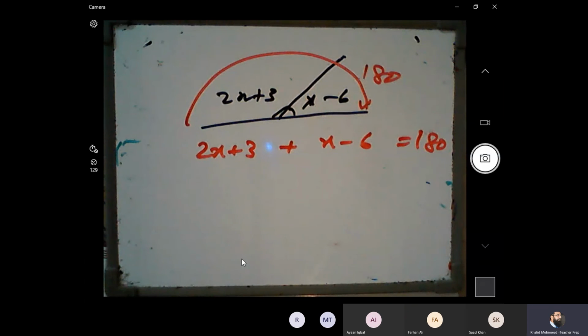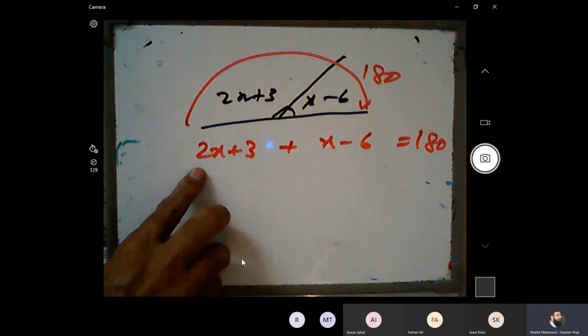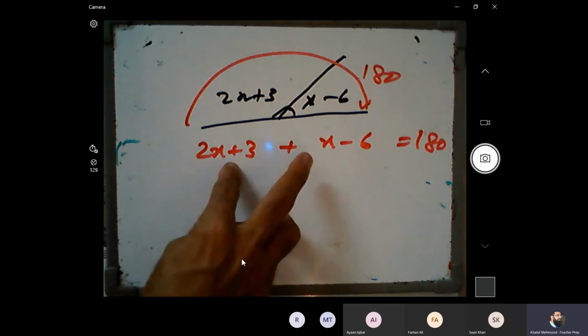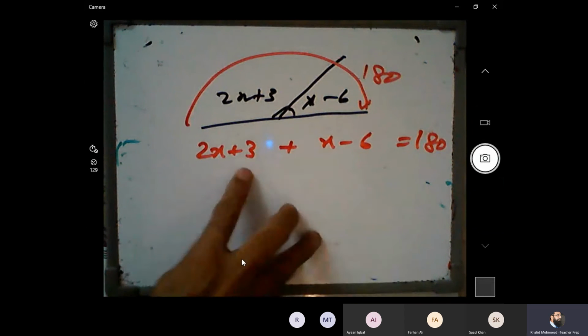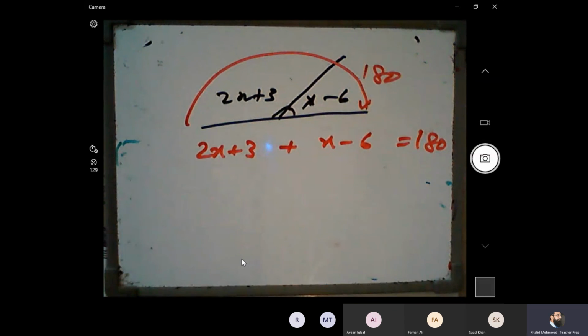Now this makes an equation, and in an equation first of all we'll be arranging the terms. 2x will be arranged with x, 3 will be arranged with minus 6. So now let's check it out.